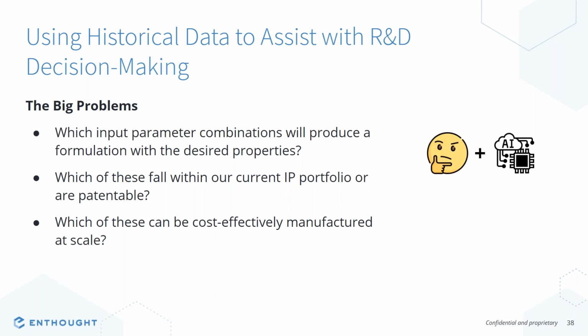But then there are also the more advanced things like, of that subset, which of these fall within our current intellectual property portfolio or are patentable? And furthermore, which of these can be cost-effectively manufactured at scale? These are obviously highly valuable problems, and if a digital tool could help us with them, that would be great. But some people think that machine learning and AI are some magic thing that's just going to solve all of these problems. That's a misguided view, and an overestimated realization of what these technologies can do today.